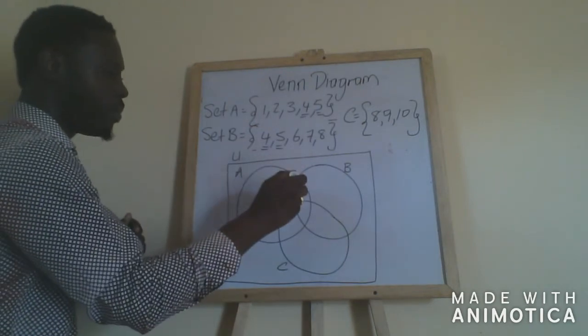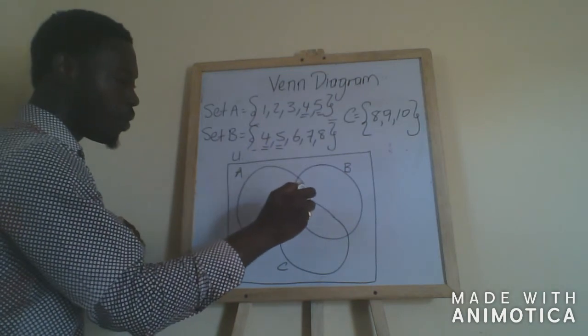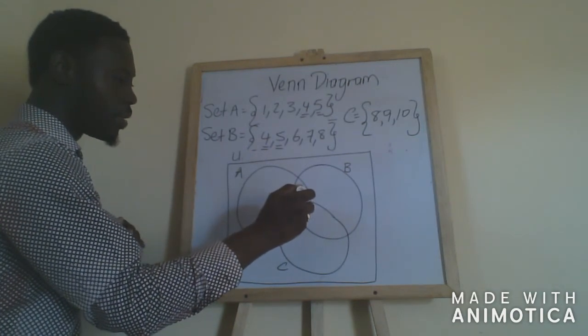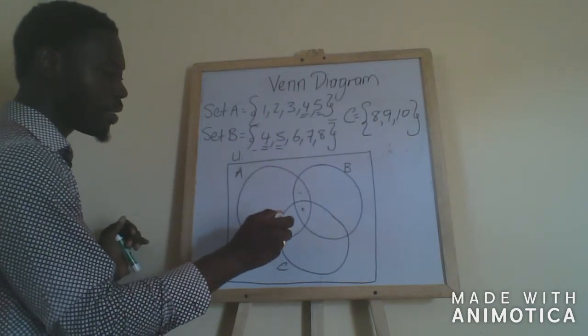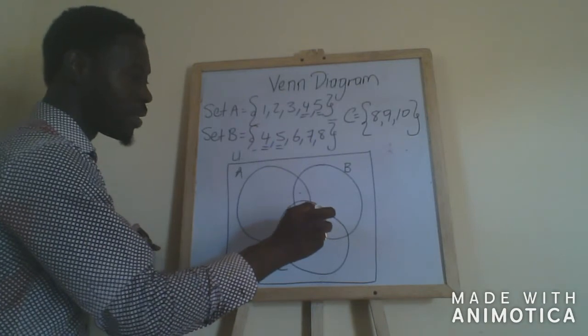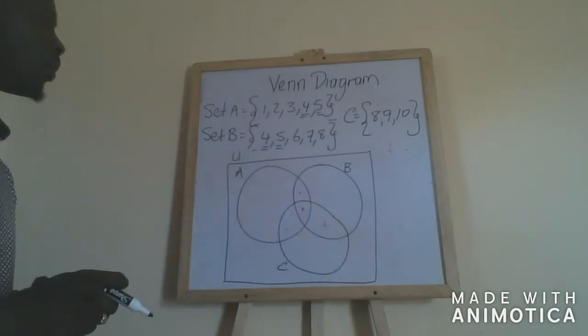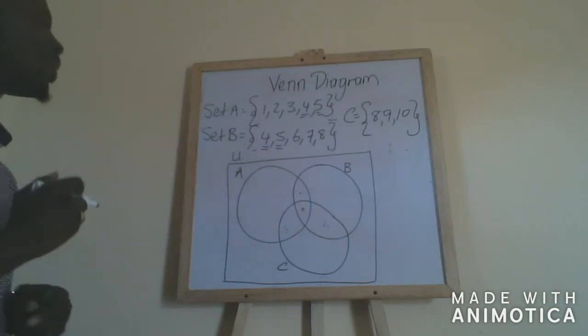Okay? So look again. I'm going to show you again. This is where A and B intersect. This is where everyone intersects, A, B, and C, right here. This is where A and C intersect. This is where B and C intersect.